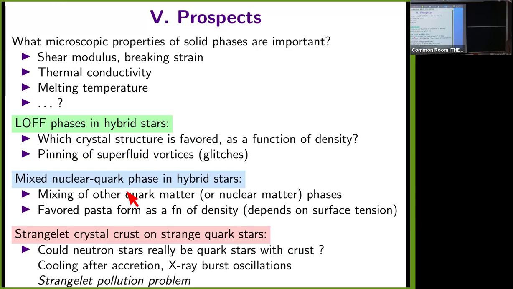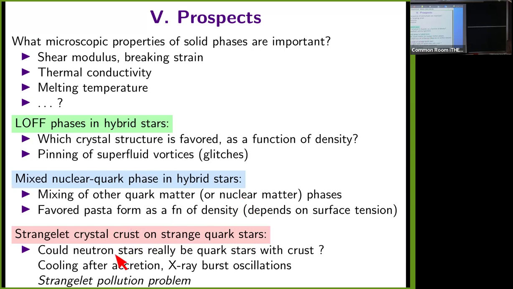The mixed nuclear quark phase, the second thing I talked about in a hybrid star: what I showed you was CFL quark matter mixing with nuclear matter, but you could look at other quark matter phases mixing with nuclear matter and get different looking answers for the mixed phase. And also, what is the favored form of the pasta? Is it slabs, one-dimensional? Is it rods? Is it spheres? It depends on the surface tension. Ideally, you'd find out what the surface tension is, but we don't know how to do that.